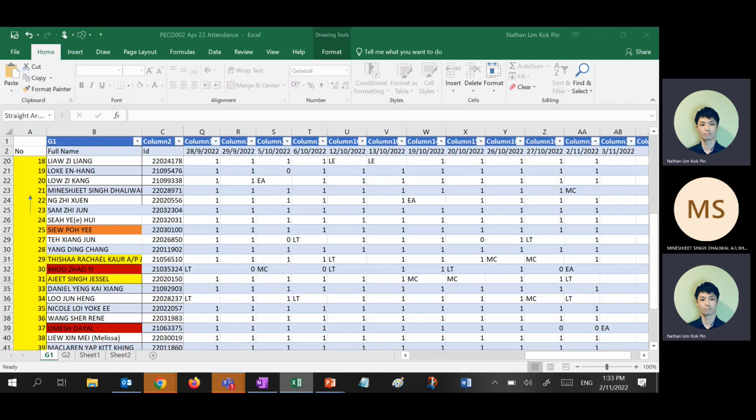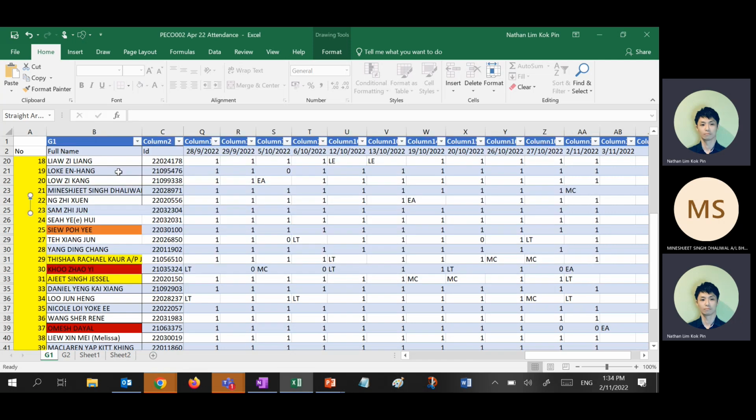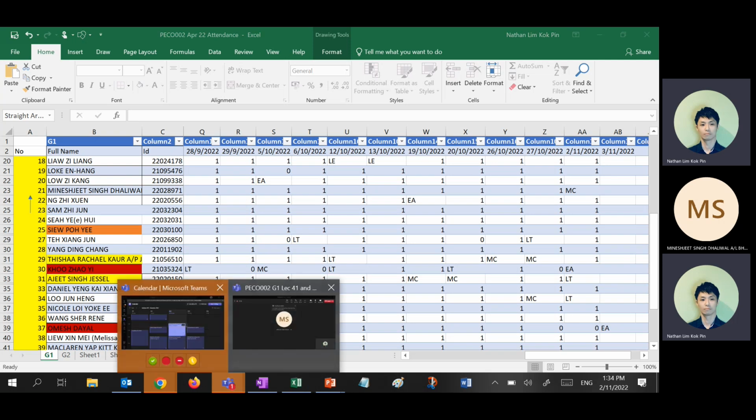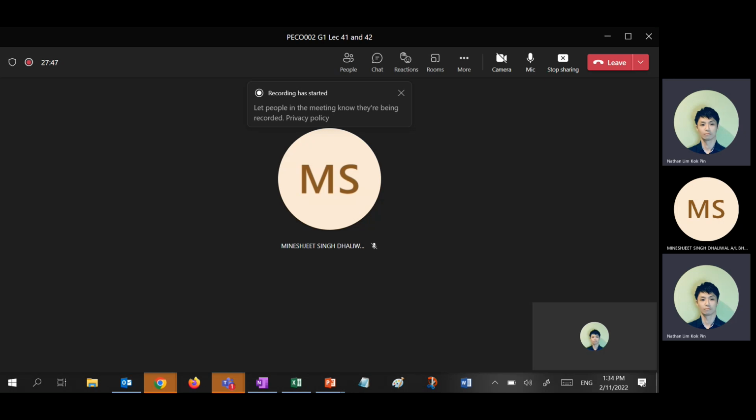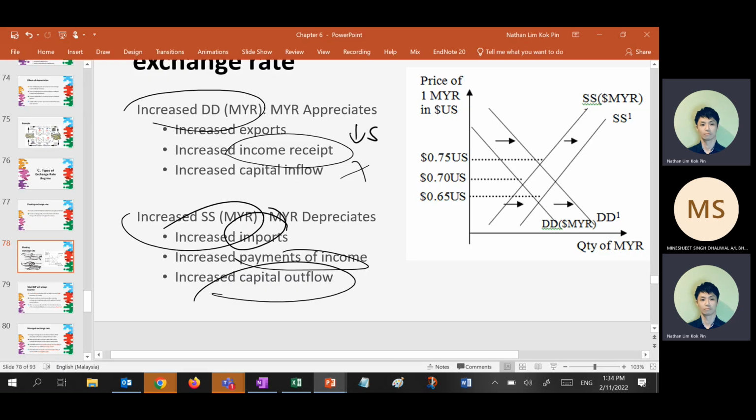Capital outflow, what's the capital outflow? Mineshit, do you want to answer? It's okay, never mind. If you feel not well, Mineshit, are you okay? Are you there? Hello? It's okay, it's okay. Don't worry, Mineshit. Don't simply guess, right? Mineshit never said anything. It's okay, Mineshit is not here. Right, next one. Never mind.